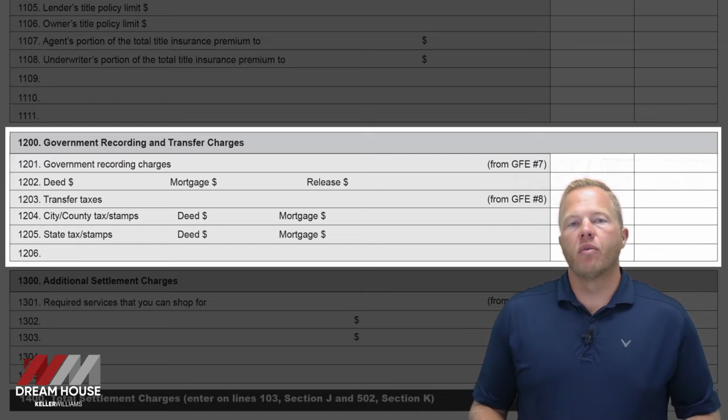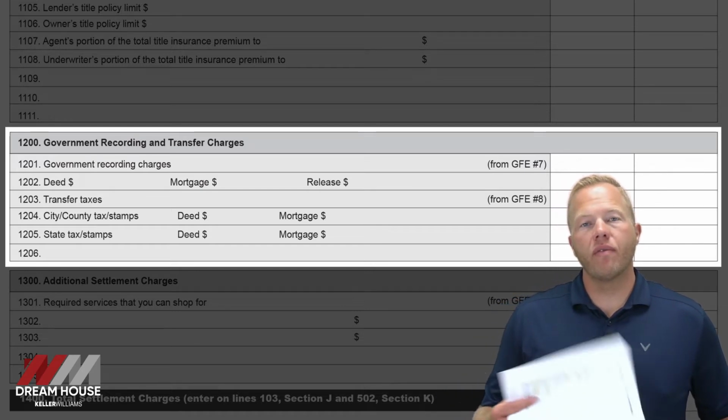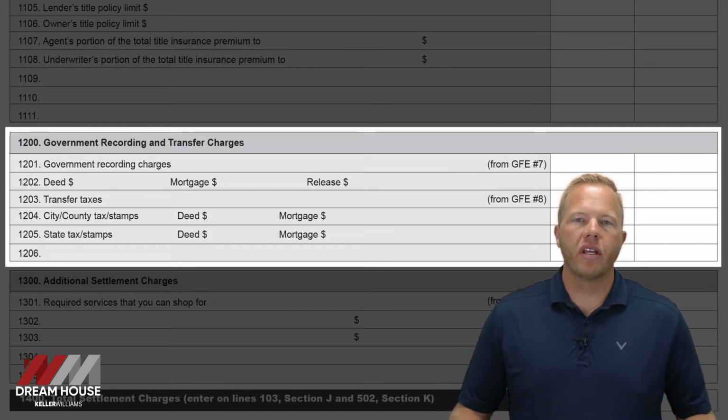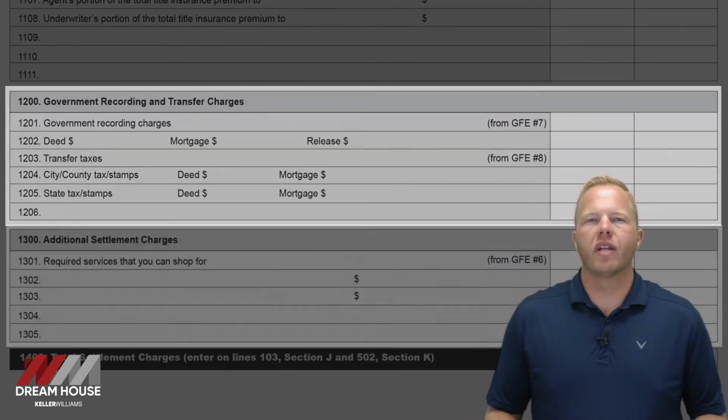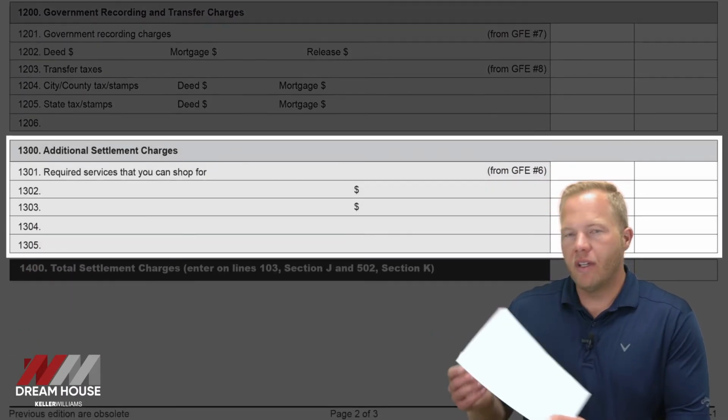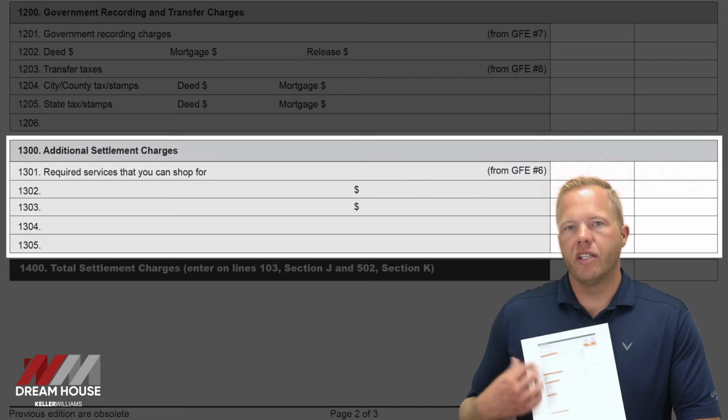Yes, the government records deeds for us. They don't do that for free. They do charge for that. Here in San Juan County, it's a nominal fee of about $30 for an e-recording. Additional settlement fees, that's anything that's not exhaustively listed before.